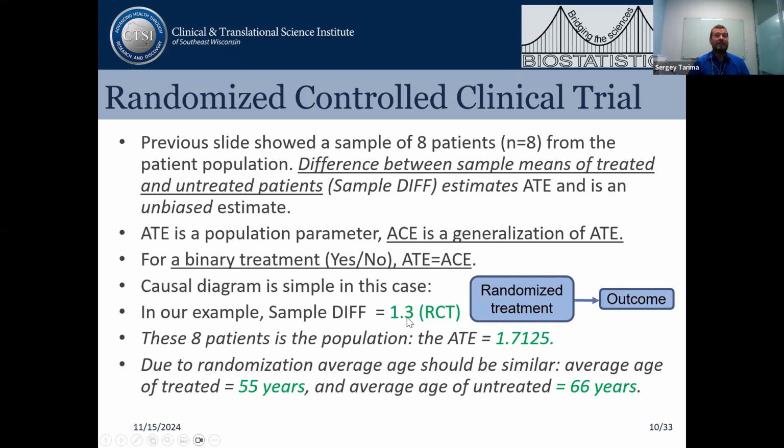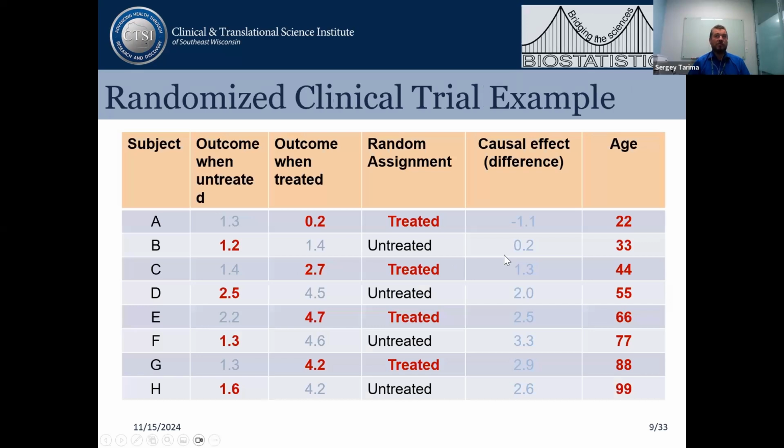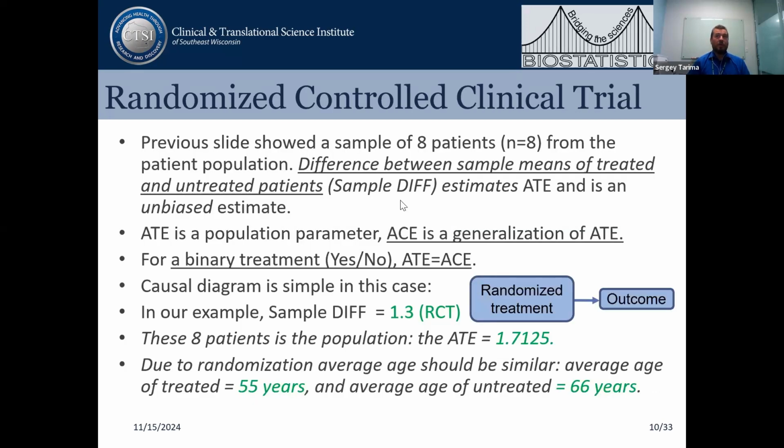1.3. But if you go back to our sample and calculate the average for the whole column, our average would be around 1.7. This is what we have: 1.71, our true average treatment effect, true ATE. This is what we want to estimate. This is our population parameter. That's why I considered a population of only 8 subjects, because I could calculate my ATE in this hypothetical example. But when we consider just the average between treated and untreated, it's a different number. It's an estimate. The estimate is 1.3 in this case.